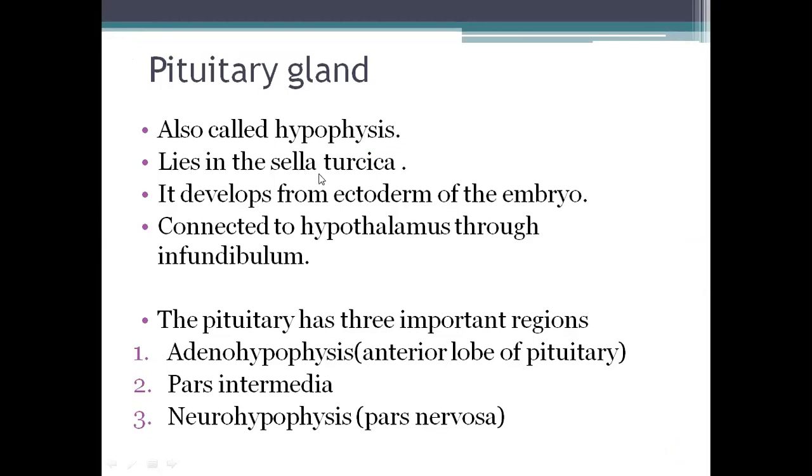The bony box is called the sella turcica, where the pituitary lies. In the embryonic stage, the pituitary is produced from the germ layer ectoderm, and it is connected to the hypothalamus through the infundibulum. It has three main lobes: anterior pituitary, posterior pituitary, and the middle lobe called pars intermedia.